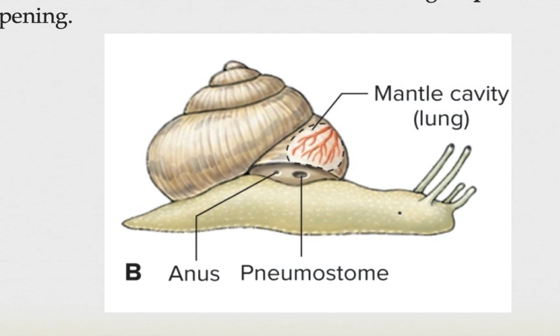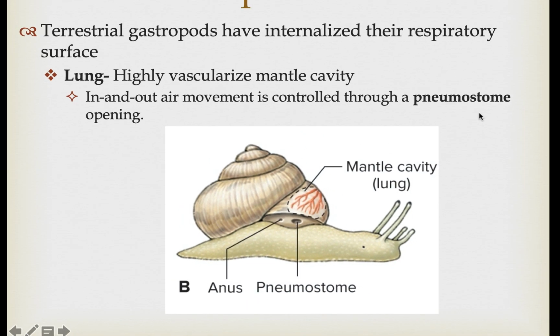So the terrestrial gastropods have internalized their respiratory surface using these lungs, or a highly vascularized internal mantle cavity. They bring air in and out in a controlled manner through what is called a pneumostome. Pneumostome literally means breathing mouth.